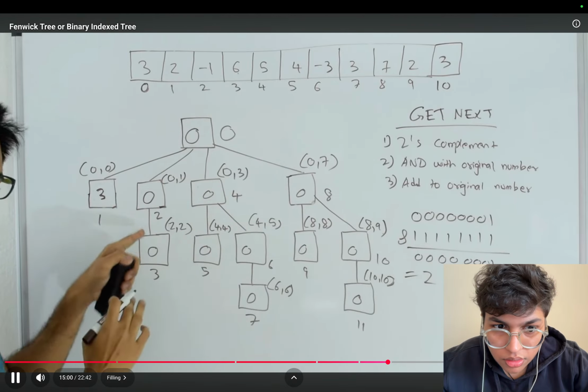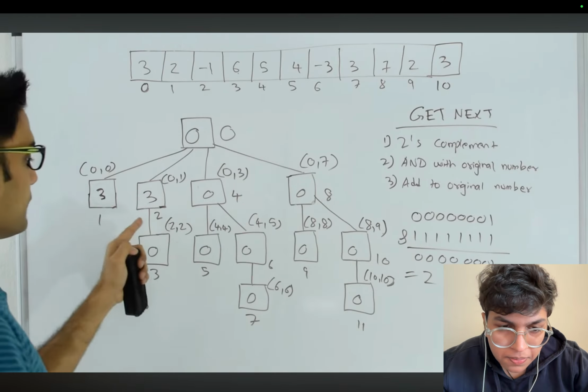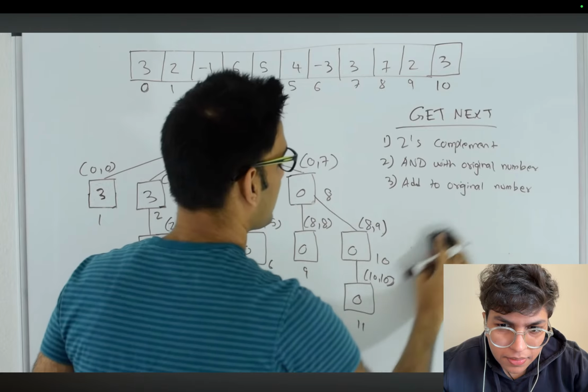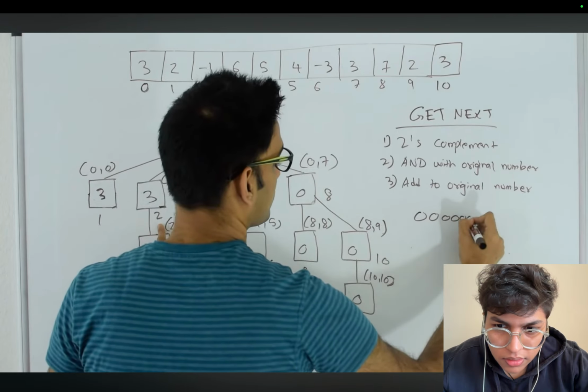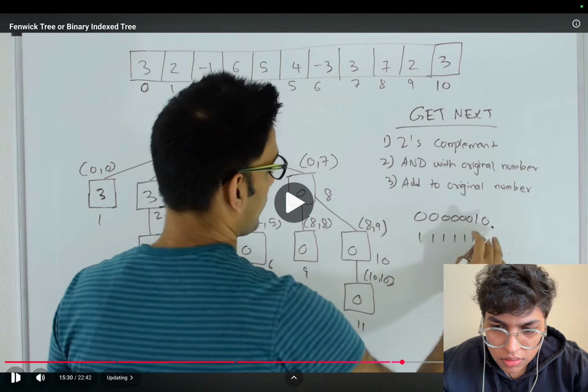You go to 2, and whatever value you set at 2, you add this number to that. So this becomes 3. Then find the next node which needs to be updated. So we repeat the same process again of get next. So 2 can be represented as 0, 0, 0, 0, 0, 0, 1, 0. 2's complement of this is 1, 0.